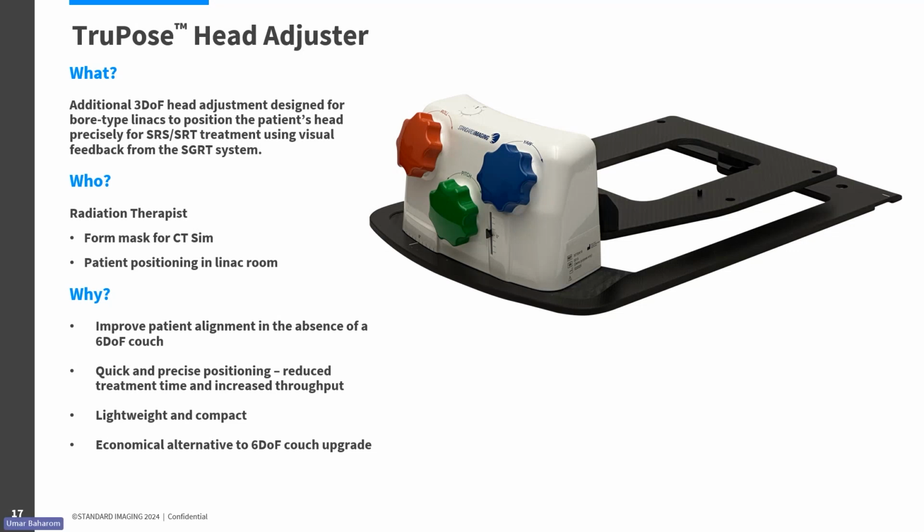So why do you need it? You can improve patient alignment in the absence of a 6-DoF couch. It's really quick to do. Literally you just make sure that you have the right knob, and then just looking at your deltas, adjust it, making it 0. It's very therapist friendly, very lightweight and compact, and it's a good economical alternative to a 6-DoF couch upgrade if you don't have one already.